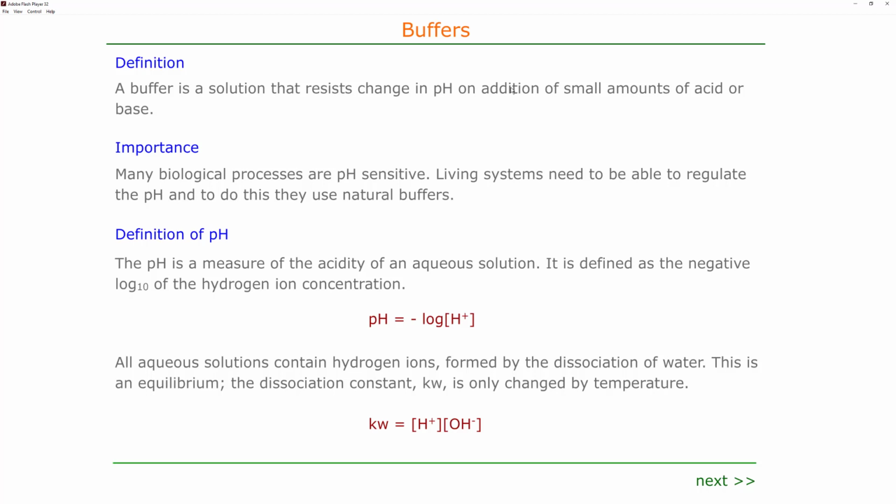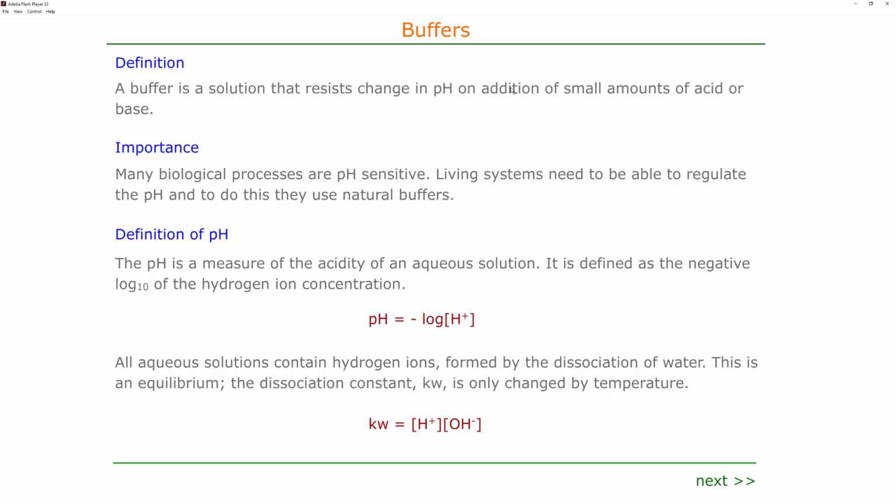The importance of buffers is they appear in many biological processes because they are pH sensitive by nature. Biological processes use amino acids and other substances that join together and have acidic ends and basic ends.